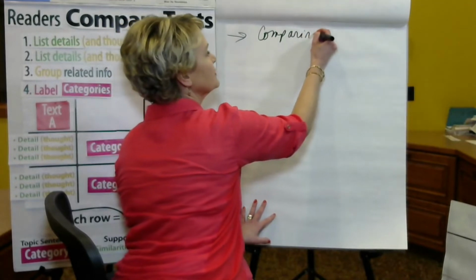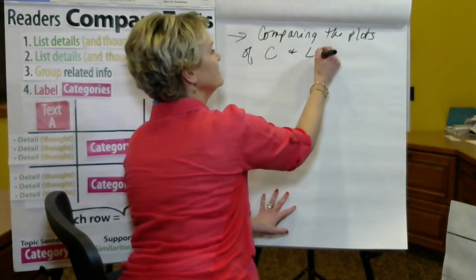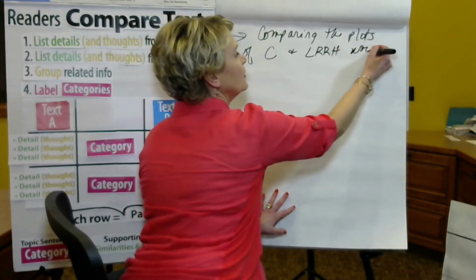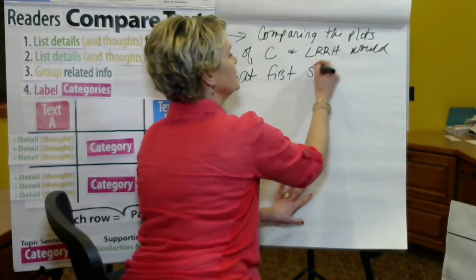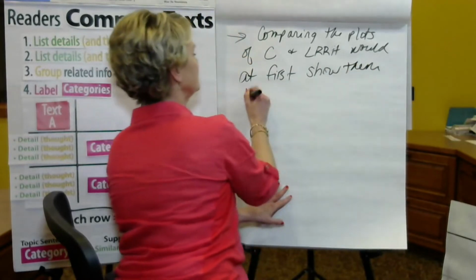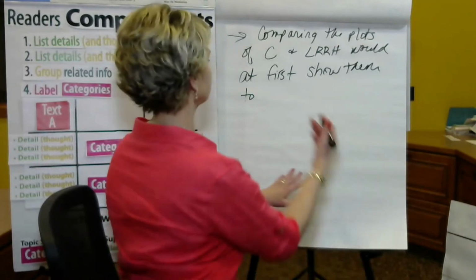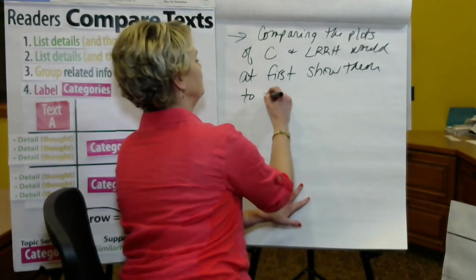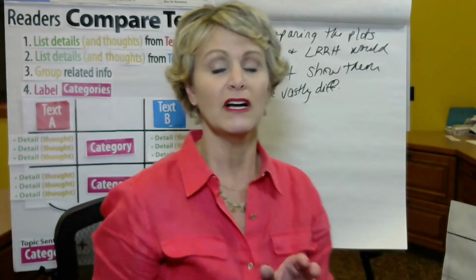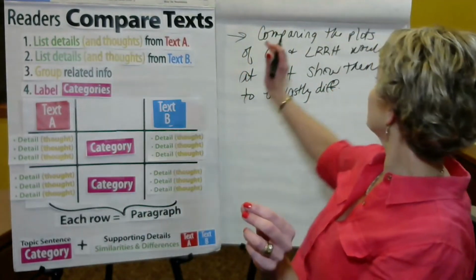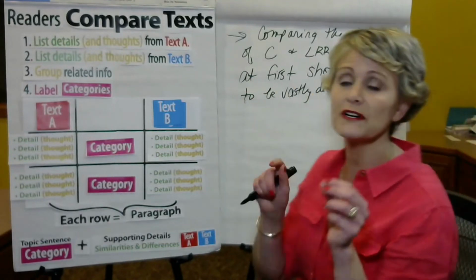Comparing the plots of Cinderella and Little Red Riding Hood would at first show them to be vastly different. Yeah, you can say very different or vastly different. Just sound smart. Come on. Show them to be vastly different. Okay, good. So now you've opened the door to differences, right? So I've got plots. That's my category. I've used it. Okay, so now I've opened the door to differences.